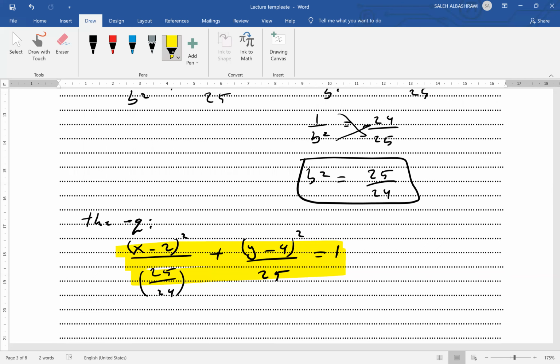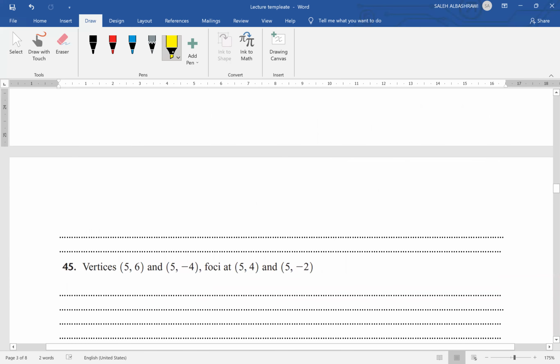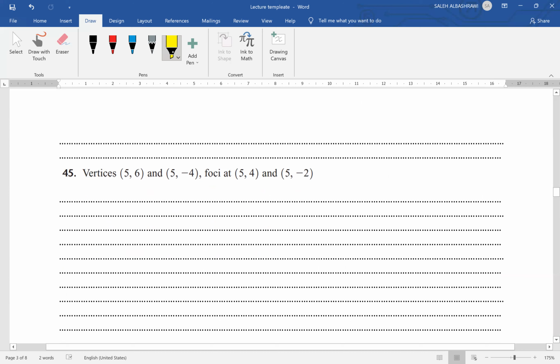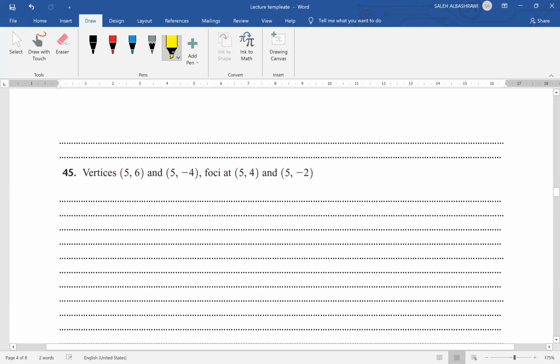One more example. Let's find the equation of the ellipse given the vertices (5, 6) and (5, minus 4), and the foci at (5, 4) and (5, minus 2). So in the first step, we have to determine the direction of the ellipse. Is it vertical or horizontal? From the given points, if we just sketch this on the xy plane, we can know the direction of the ellipse.